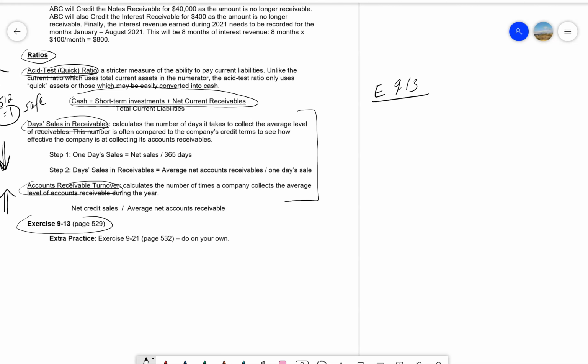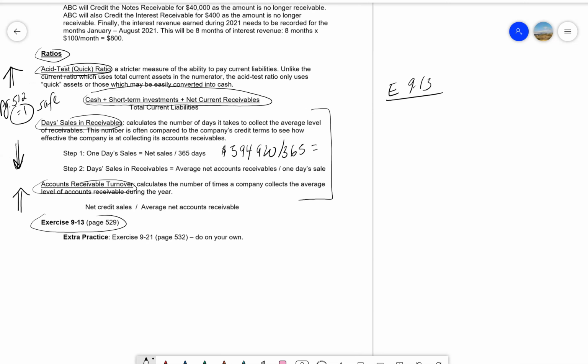And when you look at 9-13, we're going to calculate the days sales in receivables for 2019. And so we take the net sales, and once again, the net sales or the net credit sales is 594,920, and we divide by 365. And let's just round this to 4 decimal places, because we want to carry over a few extra decimal places. 1 day of sale is going to be 1,629. And let's just round it, like I said, to 4 decimal places.